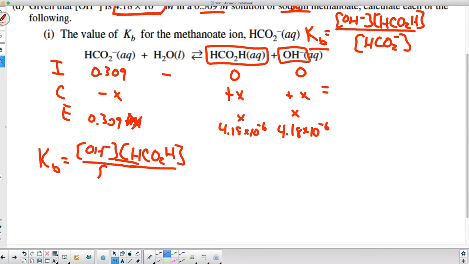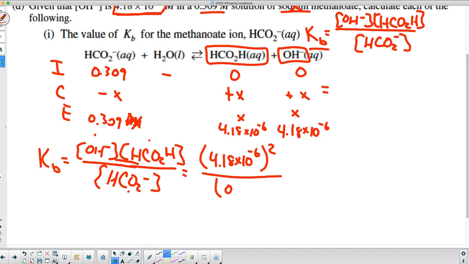Now, all I'm going to do is put in the amounts for each one of these. What you're going to see is that 4.18 times 10 to the negative 6th shows up twice, so I square that, and then all of that is divided by 0.309. Now what does that equal? When I take that number divided by that number, I should get for the Kb 5.65 times 10 to the negative 11. Okay, 5.65 times 10 to the negative 11.